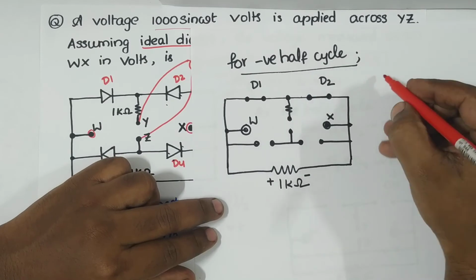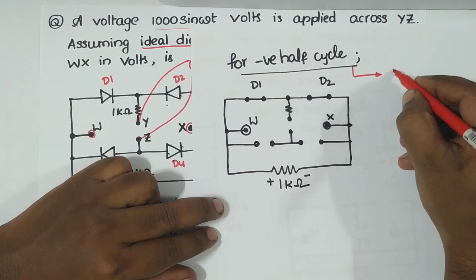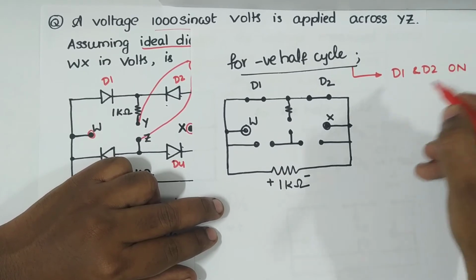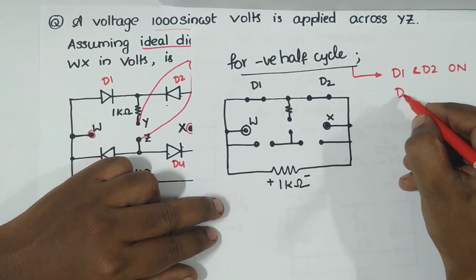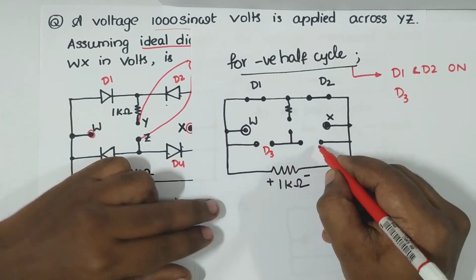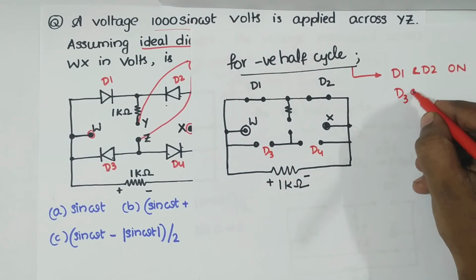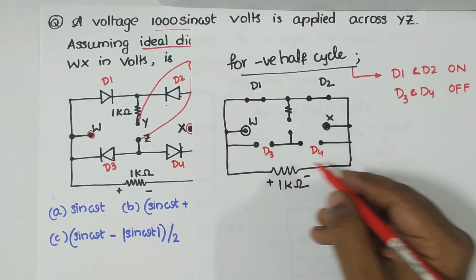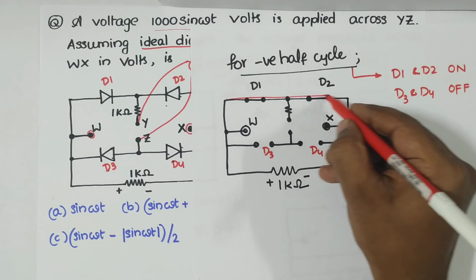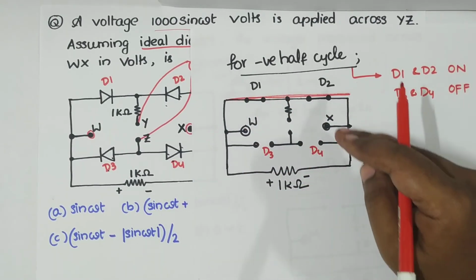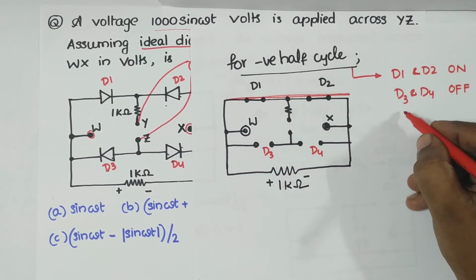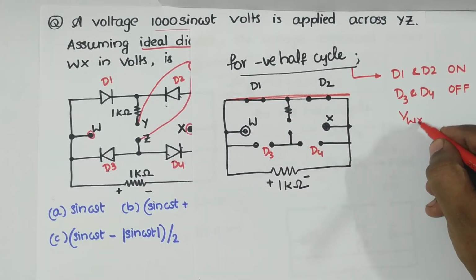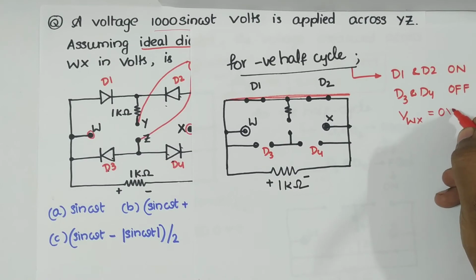So we can write like this. For the negative half cycle, D1 and D2 are on, and D3 and D4 remain off. In this scenario also, as it is a short, these two are parallel now. So we could say the voltage across WX is again 0 volts.